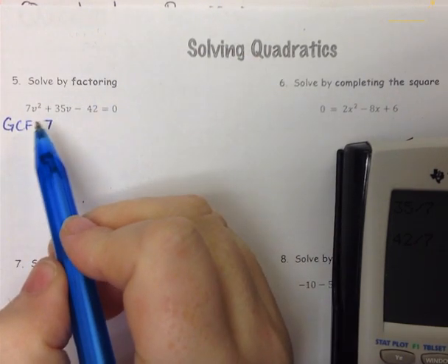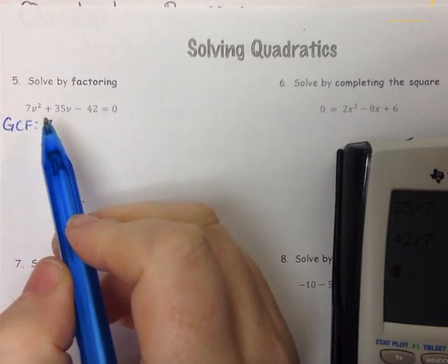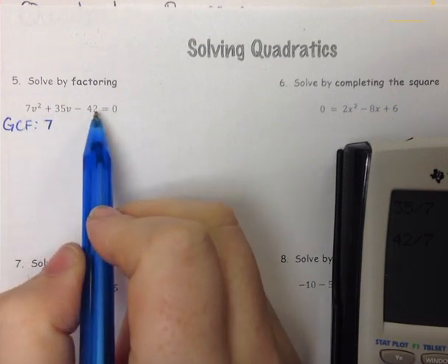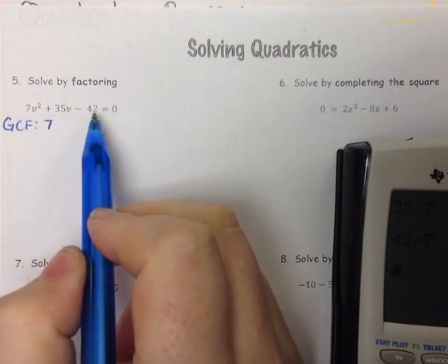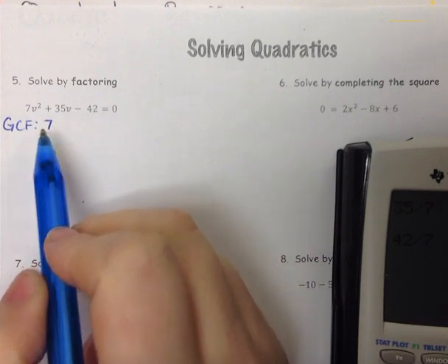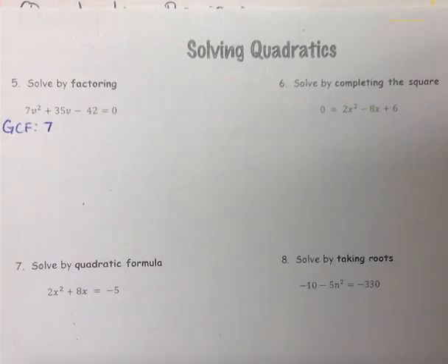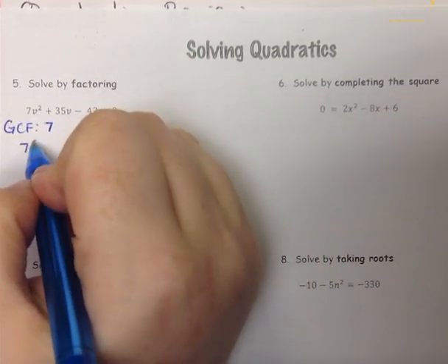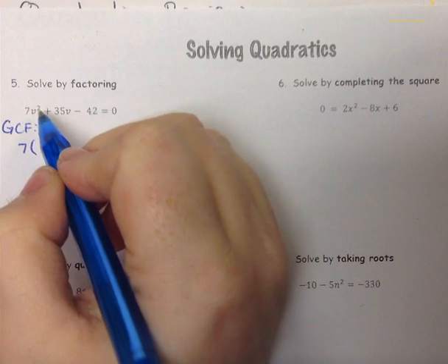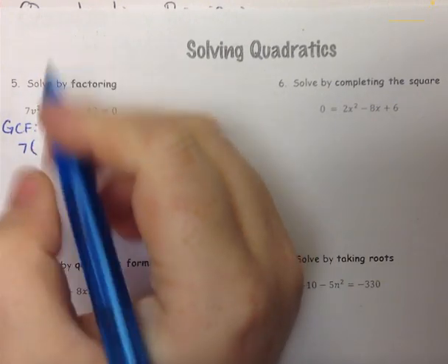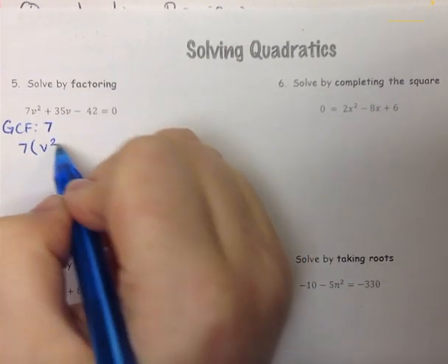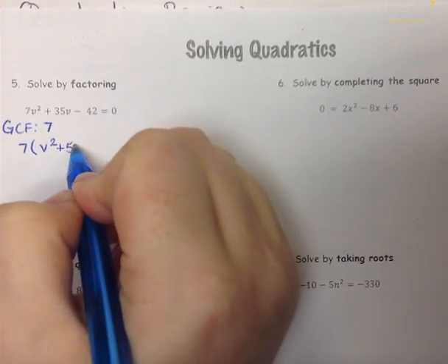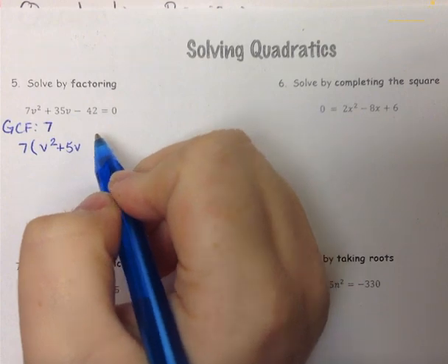Then you look for any letters that could possibly be common to all of them. We have a v, and no v. So since the 42 does not have a v, our GCF is just the 7. When you're solving by factoring, you factor out that GCF of 7 on the outside of the parentheses, and we divide everything. So 7v squared divided by 7 is just v squared. 35v divided by 7 was 5v, so plus 5v. And then 42 divided by 7 was that 6.